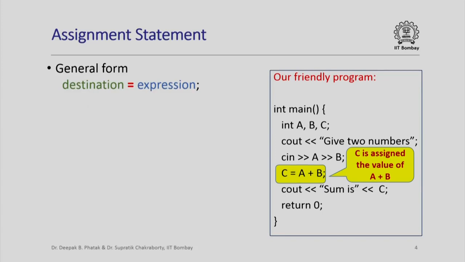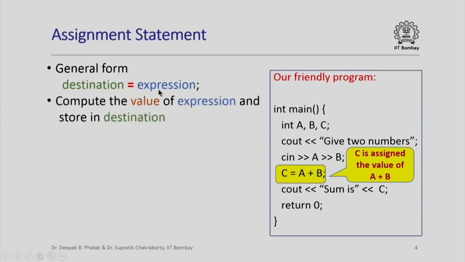So, the general form of an assignment statement is a destination, then the equal to sign, and then an expression. However, note that when I read out this assignment statement, I did not say C equals A plus B, I said C is assigned the value of A plus B. We will see the difference between equals and assigns in a few minutes. So, what does an assignment statement do? It computes the value of an expression and stores it in the destination.